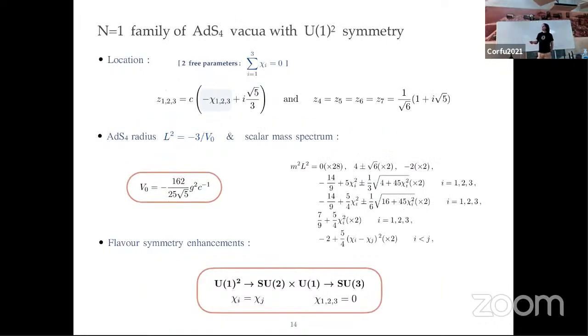So there is an N=1 family of U(1) × U(1) that depends on two parameters, because there are three parameters here, but you find that there is this constraint. So effectively, you only see two parameters. This is the vacuum energy. This is the mass spectrum for the scalar fields.